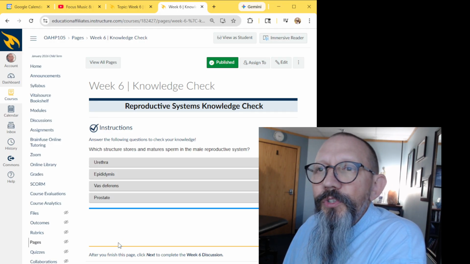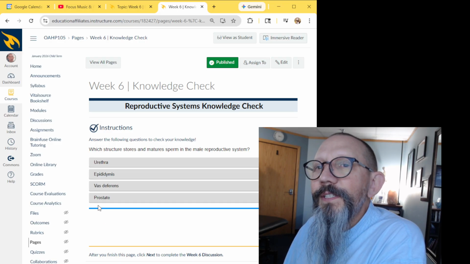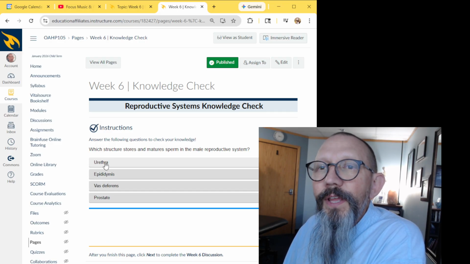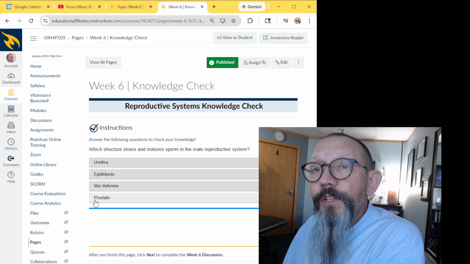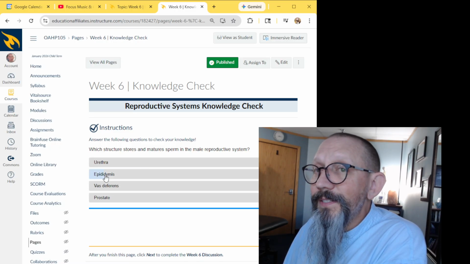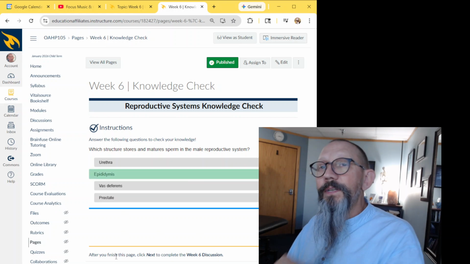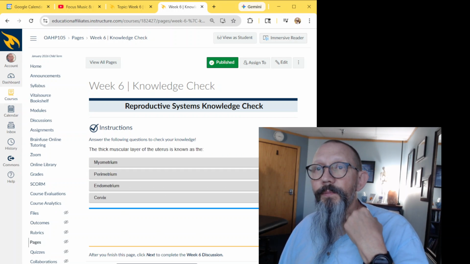Which structure stores the mature sperm in the male? Oh, here we go. So notice they didn't say the testes, which is good. That helps us out. Not the urethra. Okay, that's where urine goes through. Vas deferens is a traveling point as well. Prostate has other things, and this is the epididymis. We just talked about that one, epididymitis. Let's see, come on, this has got to be almost done with these, right?